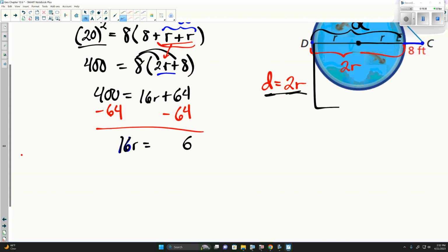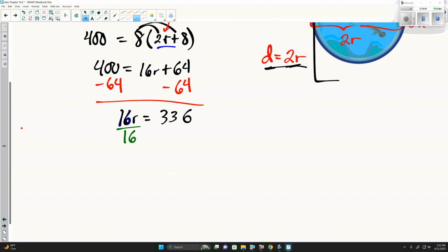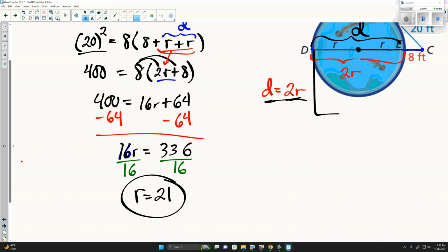Now, here we need to subtract 64. 336. And lastly, we need to divide both sides by 16. So the radius is 21. Any questions on this here?